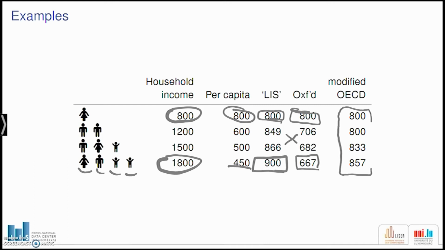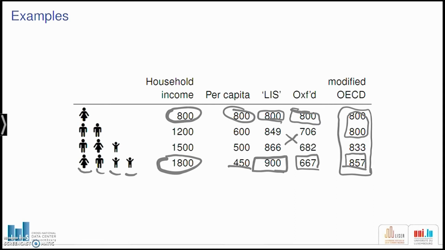EU social statistics, for example, now use the modified OECD scale. What happens with the modified OECD scale? Well, we have a ranking that's similar to the square root scale. Now, the best off is again the family of 4. The first 2 cases, the adult alone and the 2 adults with 400 euros more, have an equal living standard, and the family of 3 is in between the 2.